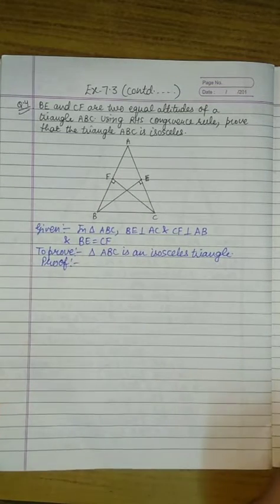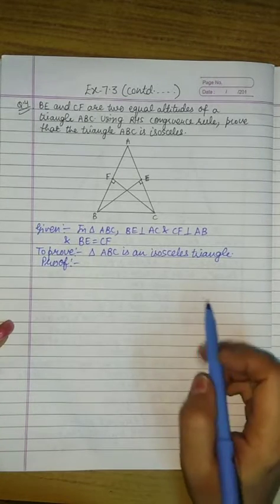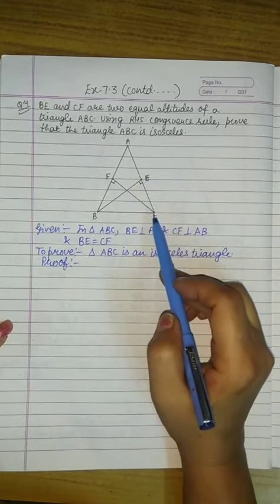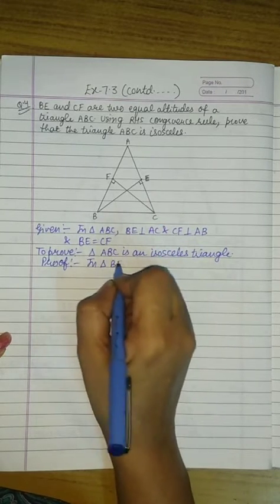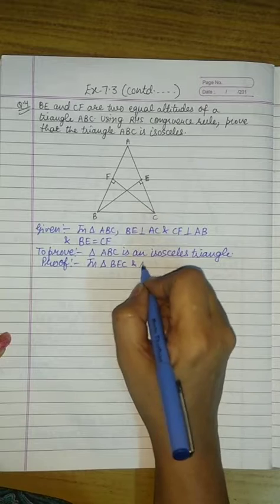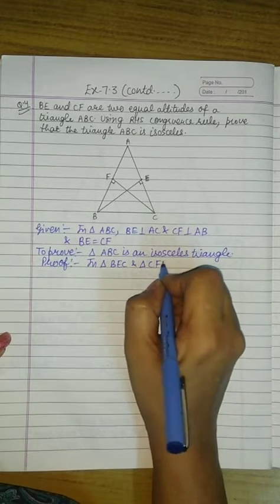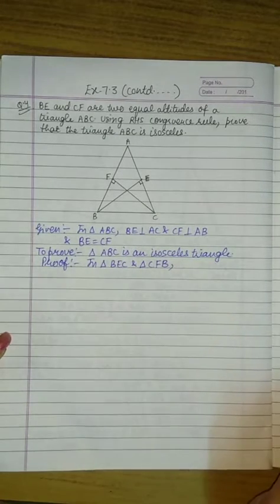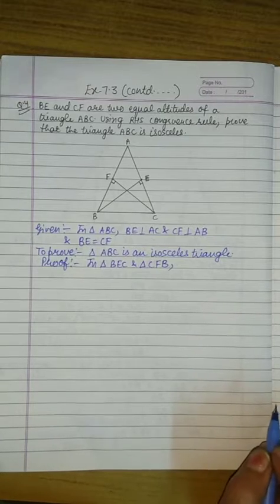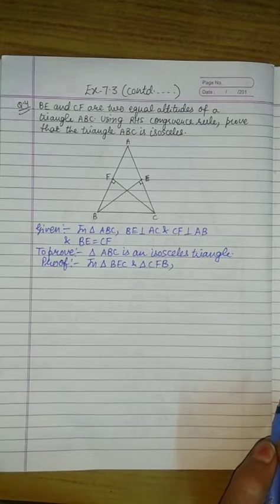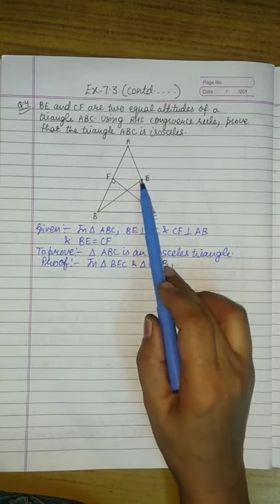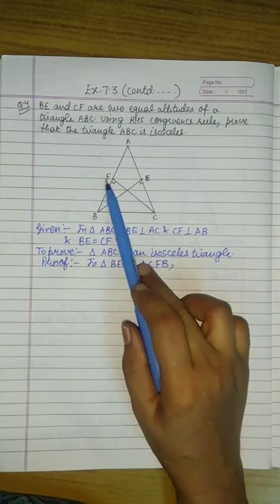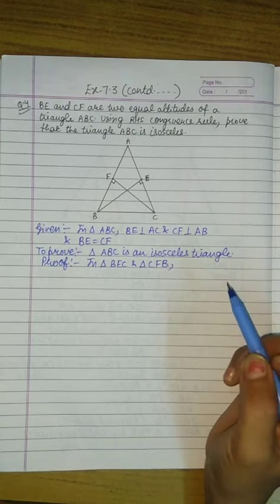We will take the two triangles, that is, triangle BEC and triangle CFB. We have to prove this question by RHS congruence rule. That's why we have taken triangle BEC and CFB.